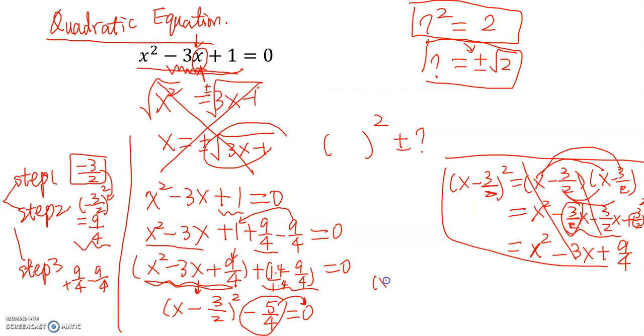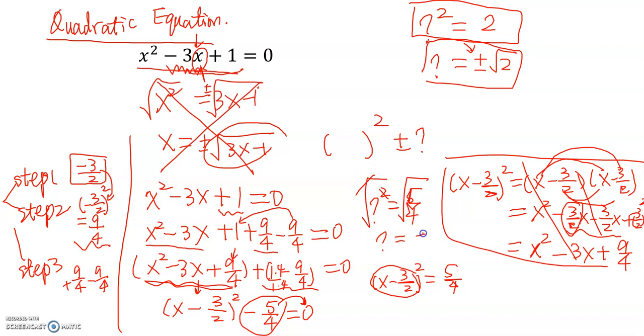Okay, so now we're going to move this number to the right-hand side. And that gives us x minus 3/2 squared equals 5/4, by adding 5/4 to both sides. And now we can use that property. If we have something squared equals 5/4, you can take a square root of both sides, and the square cancels the square root. Whatever the question mark is going to be equal to plus or minus square root of 5/4.